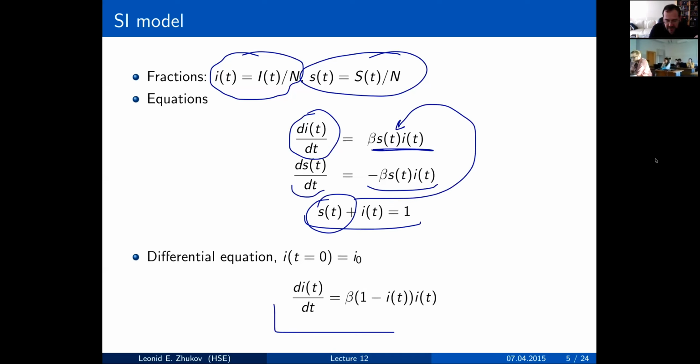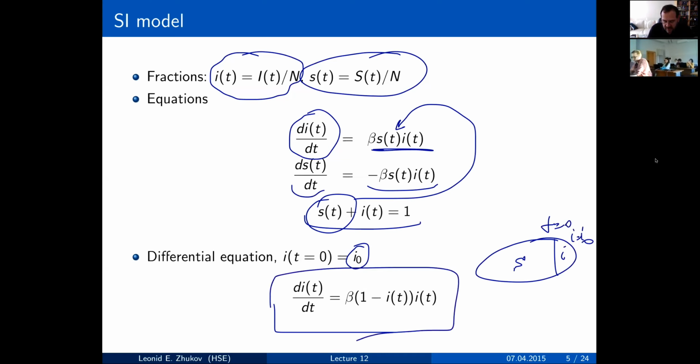And there is an initial condition for this differential equation: at time t naught, we have i naught infected people. So again, if this is the entire population, here we have s, those susceptible, and here we have infected, and at time t equal to 0, this i is equal to i naught, okay? And infection will propagate. The interesting part of this differential equation, of course, is that on the right-hand side we'll have this product, i times (1 minus i). Now, do you know how to solve this differential equation?